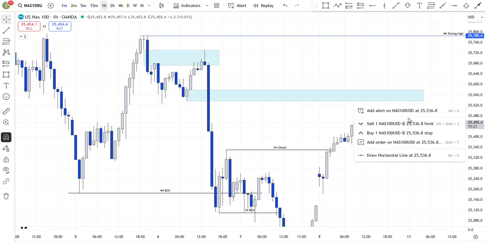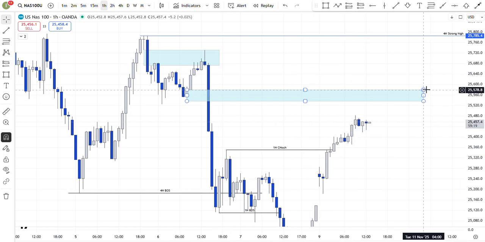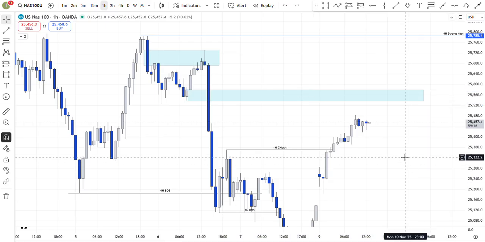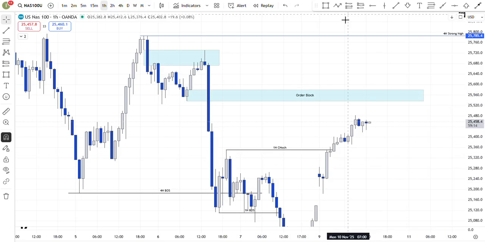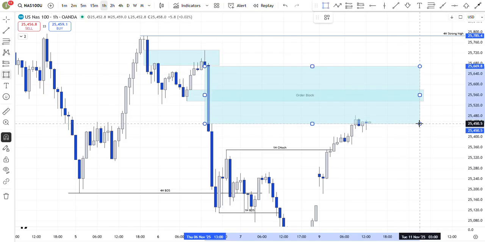So I can set an alert on this level. I can mark this off as an order block, but I'm also very aware that price in here is a giant fair value gap. So could price bounce from here?